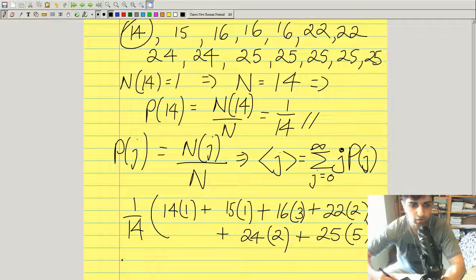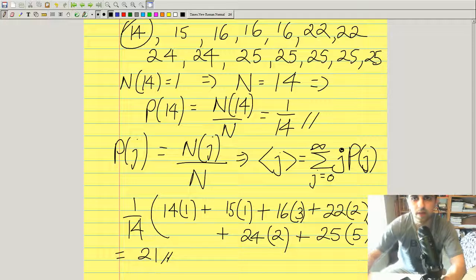And once you work this all out, you get an average age of, what was the average age? 21. Okay. Now notice the average age isn't actually in the sample. There's no one in that sample. It's the average of 21. But that is the average of this sample, the average age.